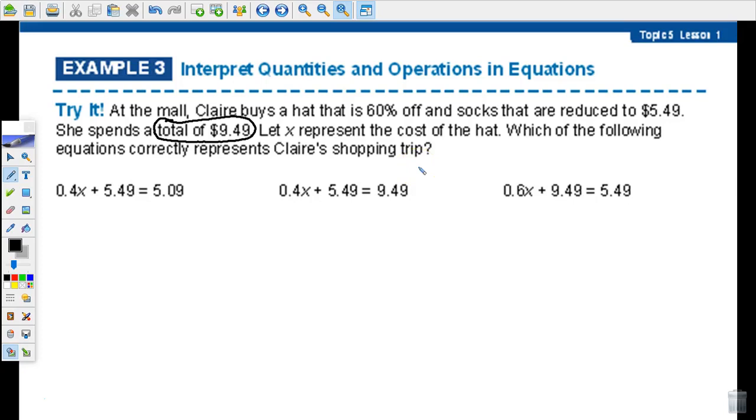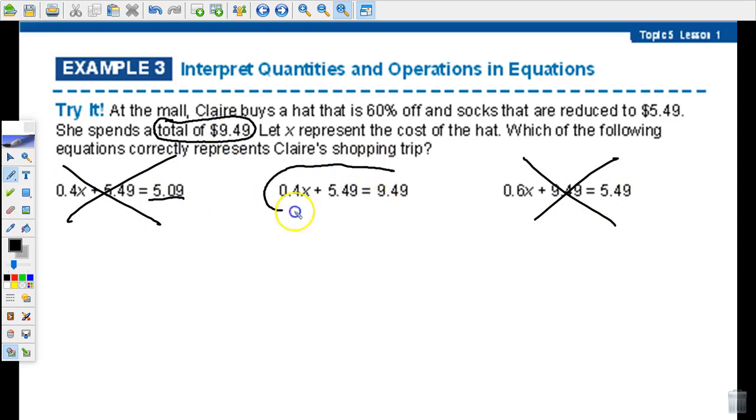Okay. So, first things first. Work smarter, not harder. Okay? Total is 9.49. Let's look at the total. That's what it's going to equal. 9.49? No. Boom. Done. 9.49? No. Boom. Done. This is the only logical answer, okay? But let's check everything else out to see if it works.